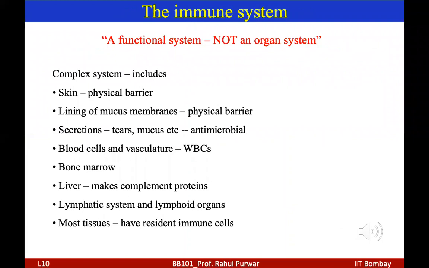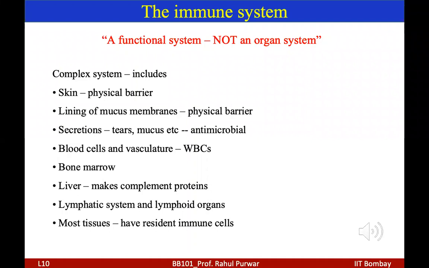So what is the immune system? It's a functional system, not an organ system, unlike the respiratory system, which is very defined: you have the nasal passage, then it goes to your trachea, to the lung. Similarly, the gastrointestinal system, you can start from the oral cavity, goes to the esophagus, stomach, your intestine. Your cardiovascular system starts with the heart. Unlike that, the immune system is a functional system, not an organ system.